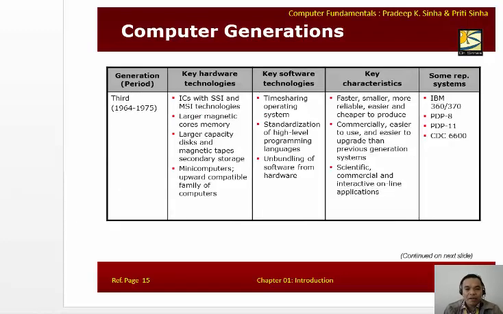Third generation happened in 1964 to 1975, and we have here larger magnetic core memory, larger capacity disks and magnetic tapes for secondary storage, and many minicomputers have been designed. And of course, key software: time-sharing operating system, and the unbundling of software from the hardware. In the key characteristics: faster, smaller, more reliable, and there are scientific, commercial, and interactive online applications.